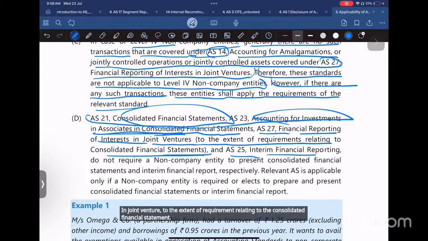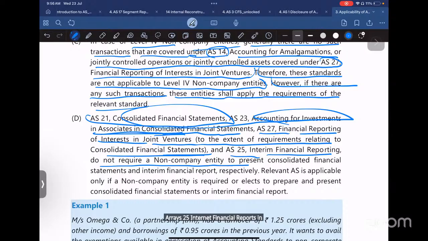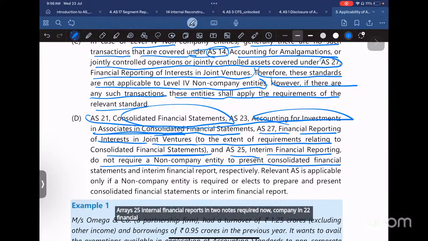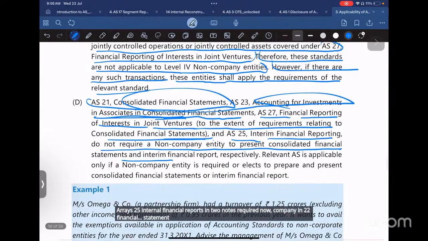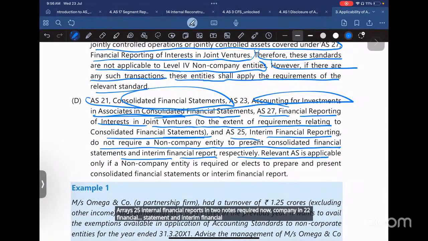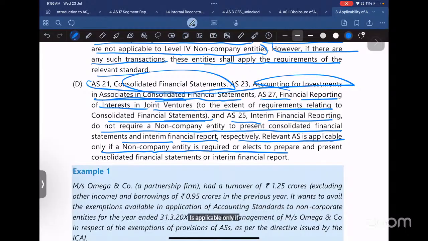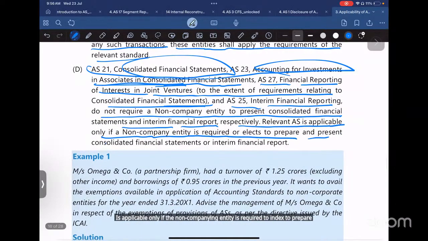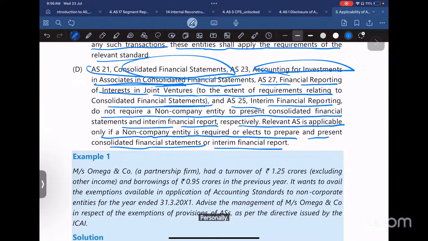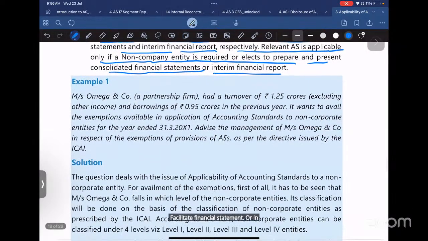AS 25, Interim Financial Reporting, do not require a non-company entity to present consolidated financial statements and interim financial reports respectively. The relevant AS is applicable only if a non-company entity elects to prepare and present consolidated financial statements or an interim financial report.